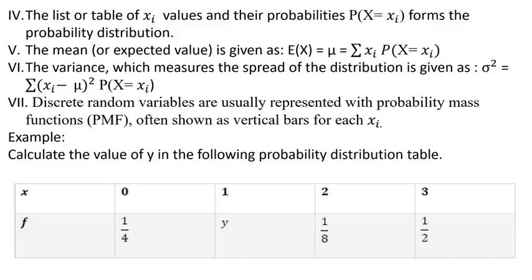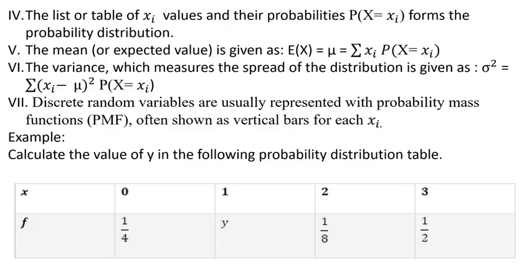The last but not the least: discrete random variables are usually represented with a probability mass function, abbreviated as PMF, often shown as vertical bars for each of the xi.